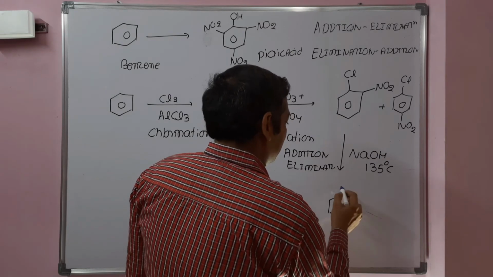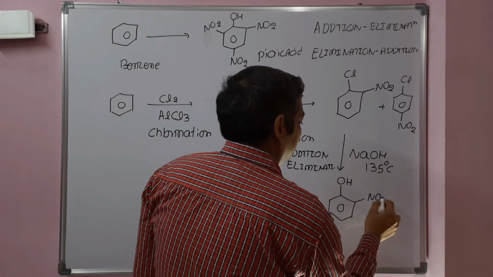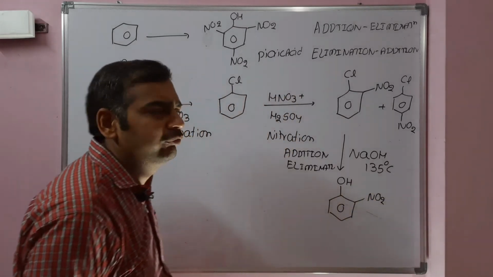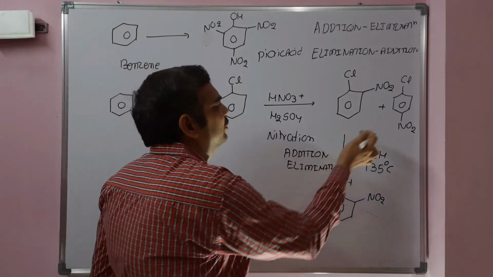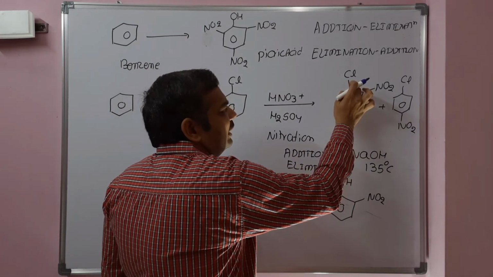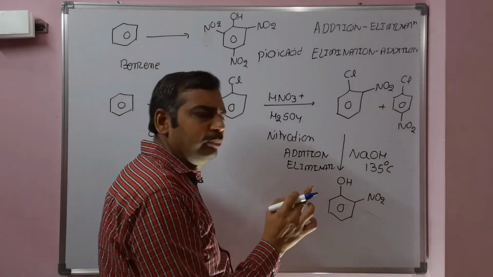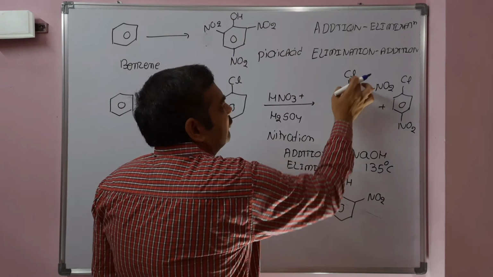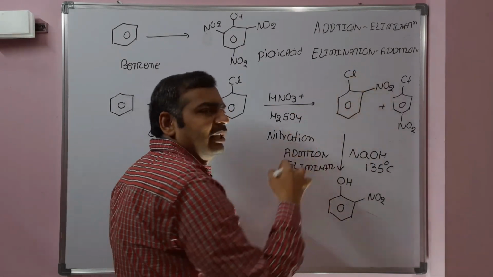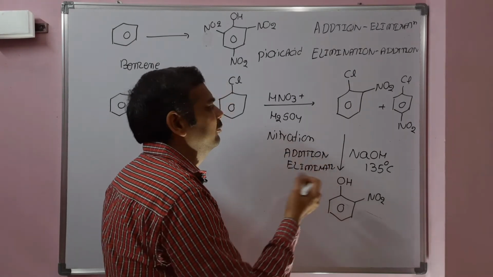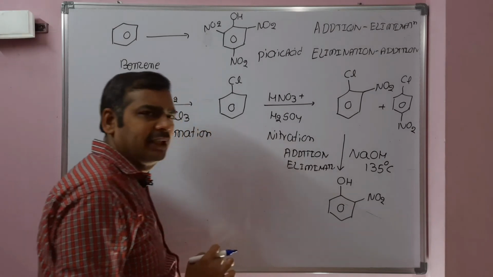A nucleophilic substitution reaction is taking place, and we will get 2-nitrophenol. Addition elimination means first OH minus will attack here. After that, the carbanion is stabilized by the electron withdrawing group. After that, elimination of chlorine will take place. First OH adds, that is addition. Later Cl minus is eliminated, that is elimination. Overall, it is a nucleophilic substitution reaction by the addition elimination mechanism.